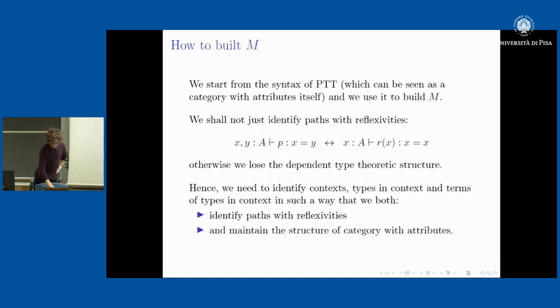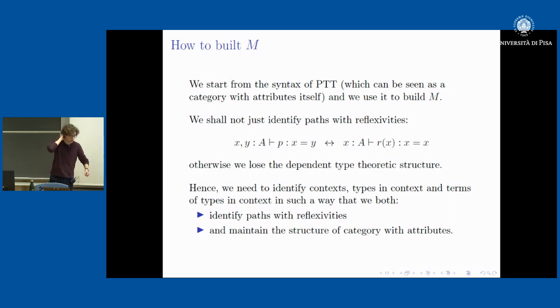Well, I guess there's no time to go through the construction of M, but let me just say that the idea is that you want to build a quotient, to perform some quotient of the syntax of PTT, in such a way that any path is identified with the reflexivity loop. But you cannot just do that, otherwise you lose all of the dependent type theoretic structure, basically the rules of the strict substitution. So it would not be a model anymore.